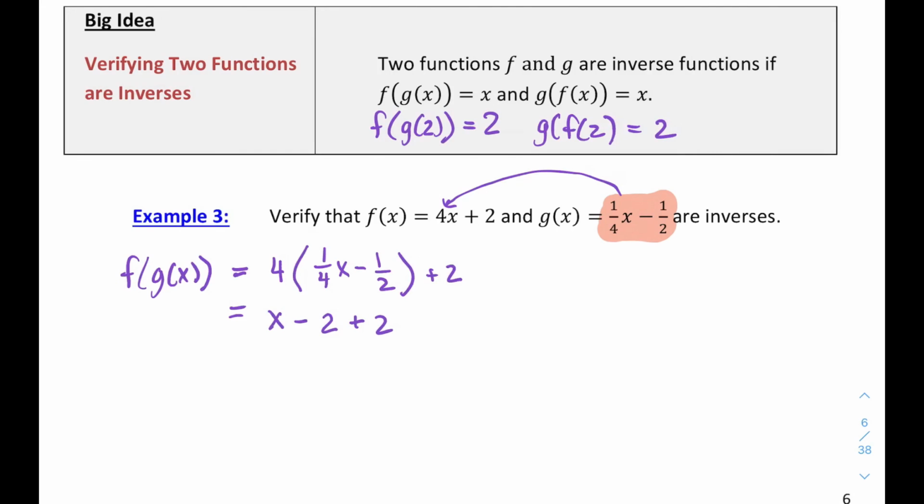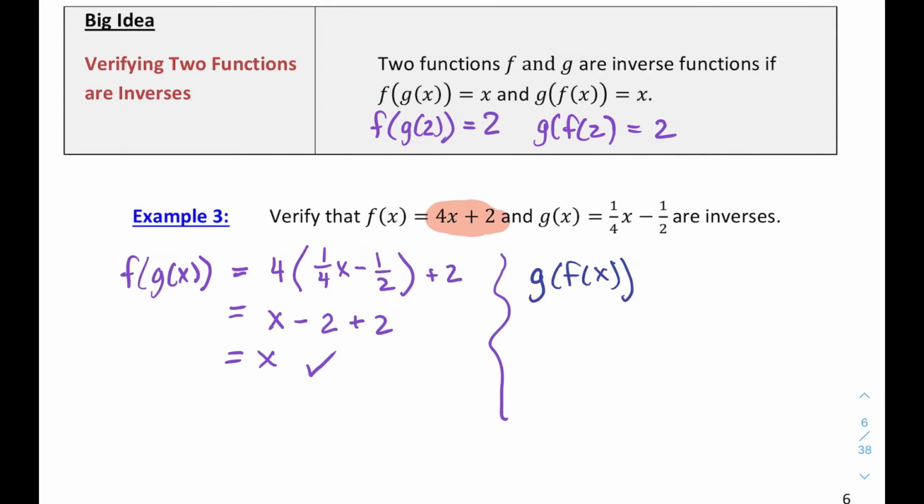Oops, I realized I forgot the plus 2 on my f of x. So yeah, you end up with your original input variable back when you plugged g into f. We need to turn it around and try it the other way. So if I take f of x and plug it into g of x, I want to see if that gets me my original input value back.